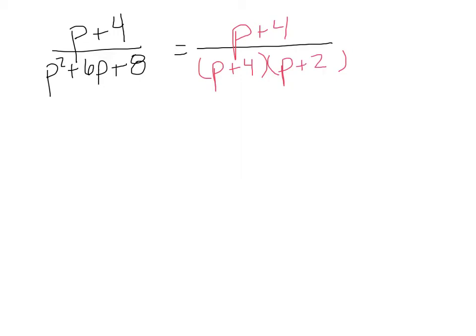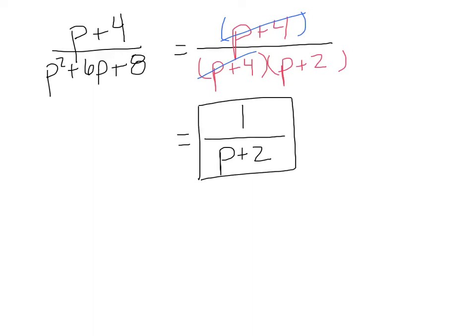Now, common factors is what we can cancel out. P plus 4 is an entire factor on the top. It's 1 times p plus 4. So I can cancel that out from the numerator and the denominator. So now when I go to write what I have left, on the denominator in the bottom, I have p plus 2. And I know it looks like I have nothing left on the top, but we really do have 1 times p plus 4. So I still have a 1 on the top. This is still a fraction. So 1 over p plus 2 is my simplified form of this rational expression.